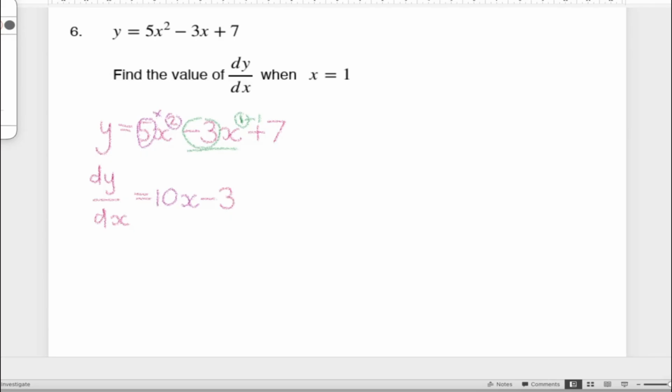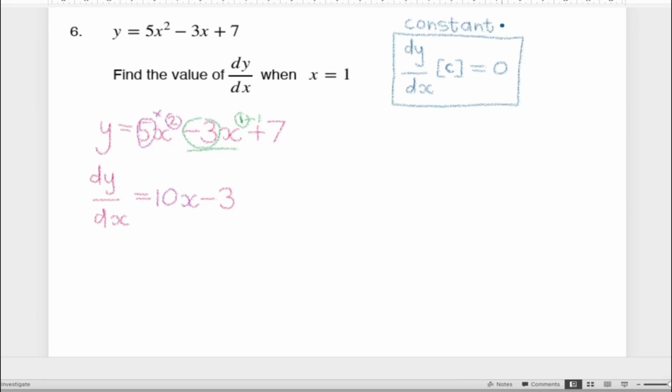Now, I want you to remember the constant rule, and the constant rule looks like this. The derivative of any constant, I'm going to write a C here. C represents the constant. The derivative of any constant is always equal to 0. You can actually write this down as well. This is called the constant rule. Here we have a constant, positive 7. Remember, the derivative of any constant is equal to 0, so I'm not going to do anything further.